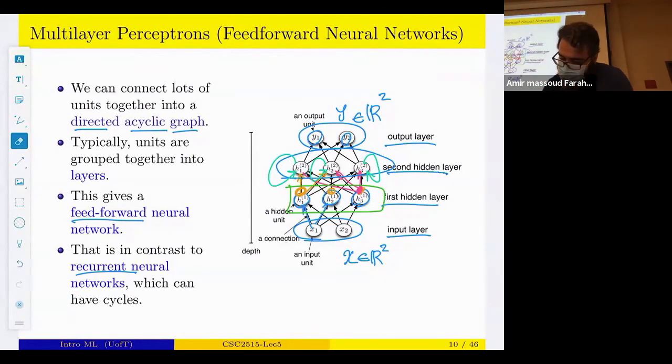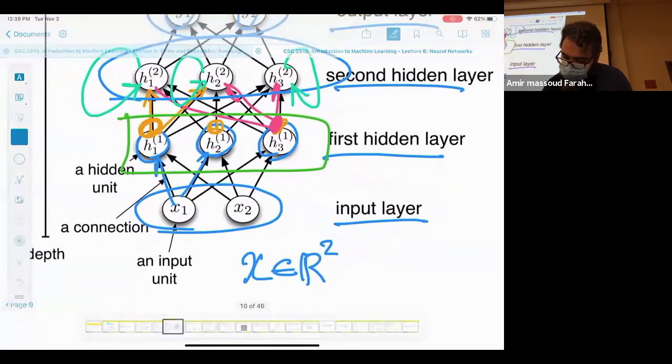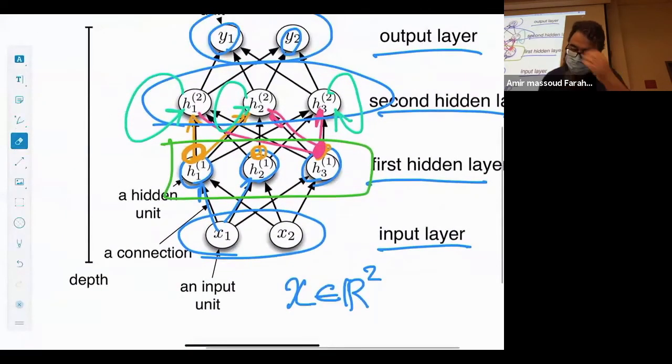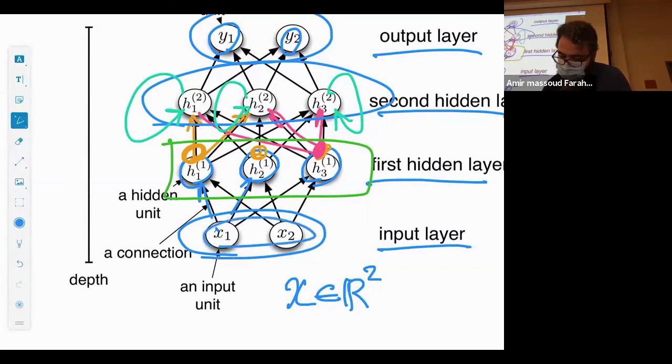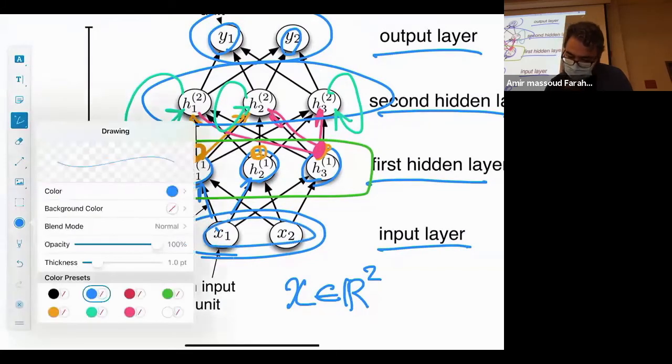So this basically means that if we call the input layer X, the input of the network, we call it X1 and X2. Maybe I'll use a different color.